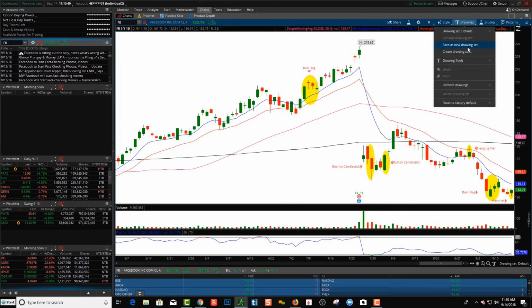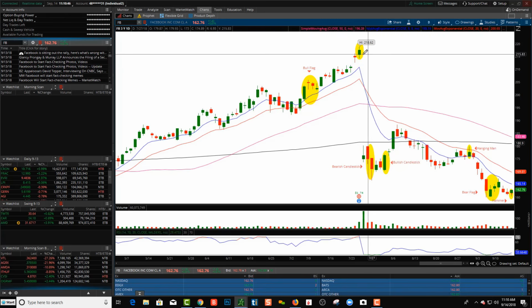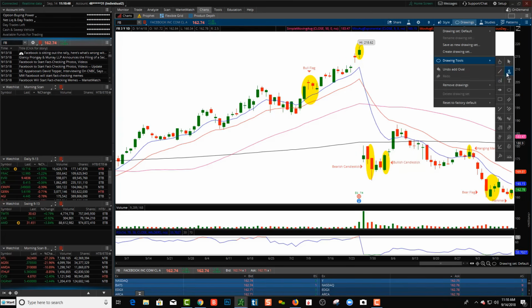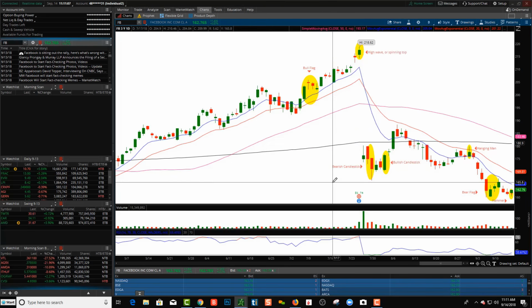Now you'll see up top here, I'll draw a circle up here. This right here is basically a combination. Not all patterns are always going to be the same, right? So this could be a high wave candle or a spinning top. Many times, especially in our courses, we tell people don't get bogged down in the minutia of these candlesticks. Sometimes they're not going to be perfect, right? It's not always going to be perfect when you're trading.